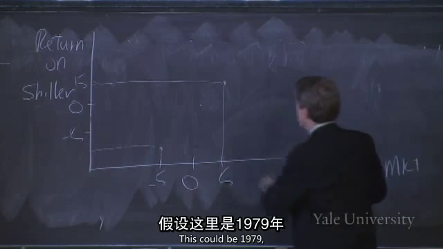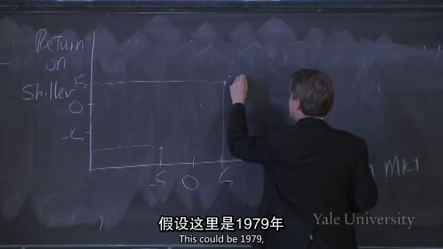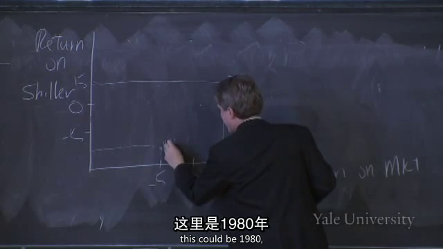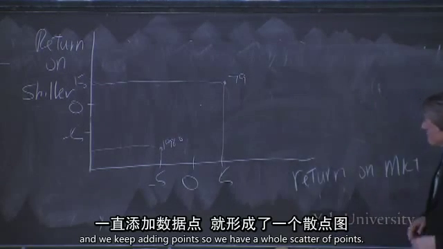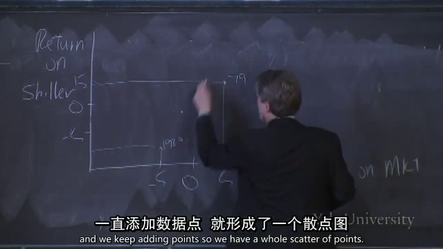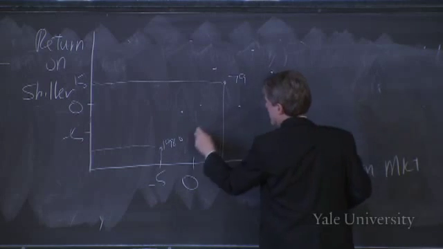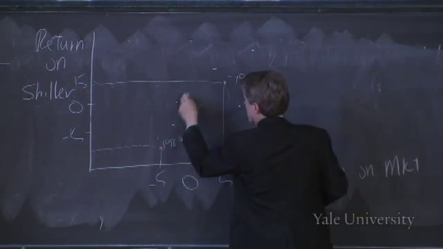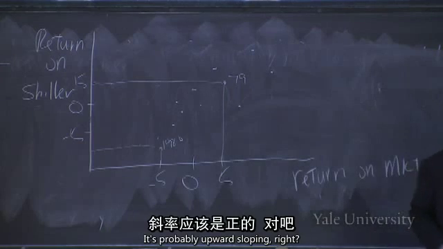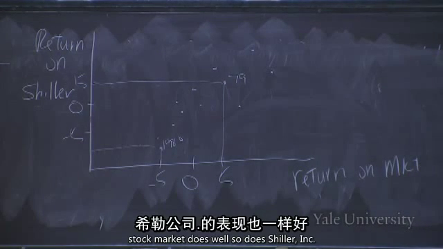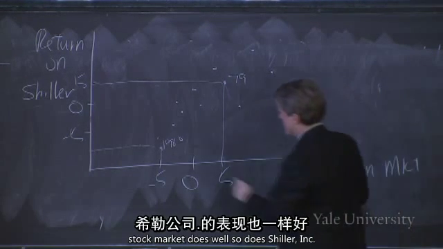So this could be 1979. This could be 1980. And we keep adding points. So we've got a whole scatter of points, all right? It's probably upward sloping, right? Probably when the overall stock market does well, so does Schiller Inc., all right?